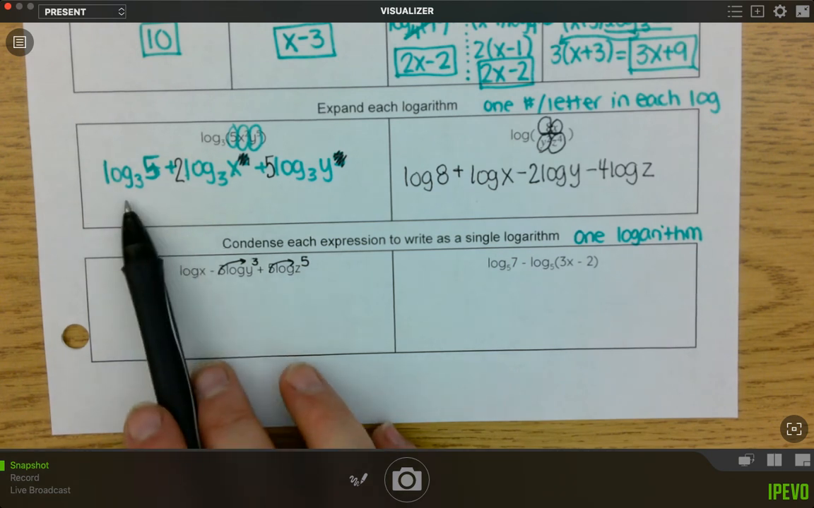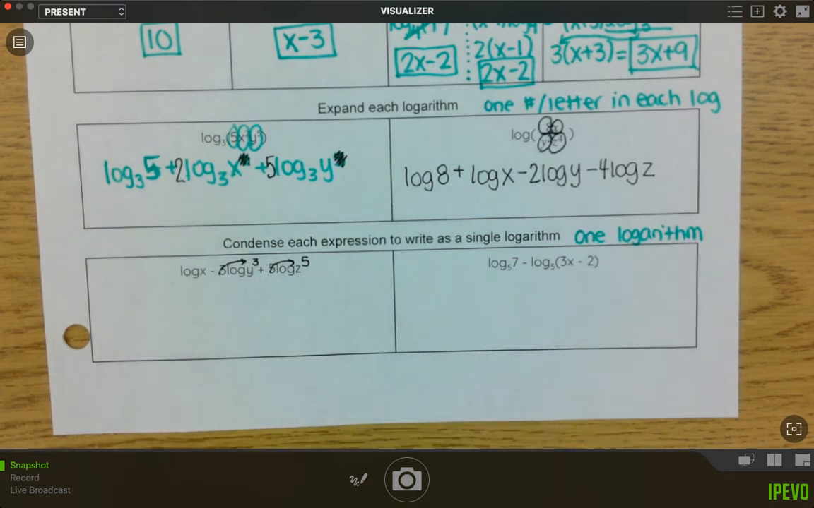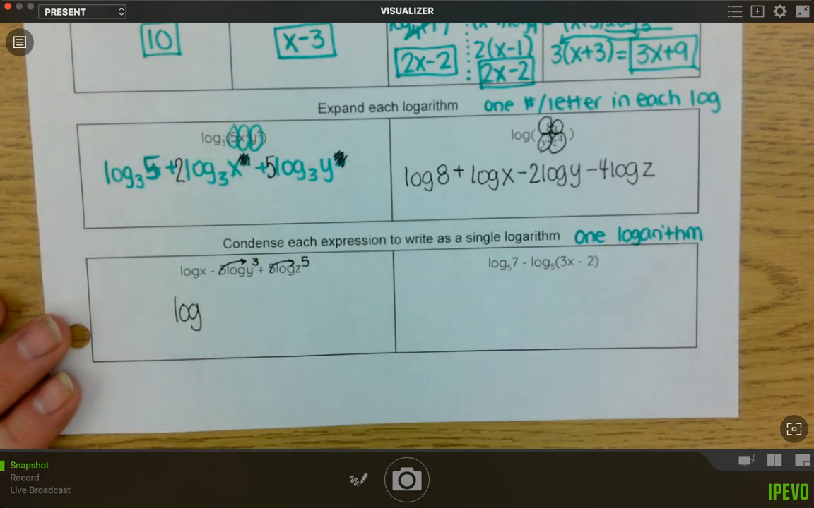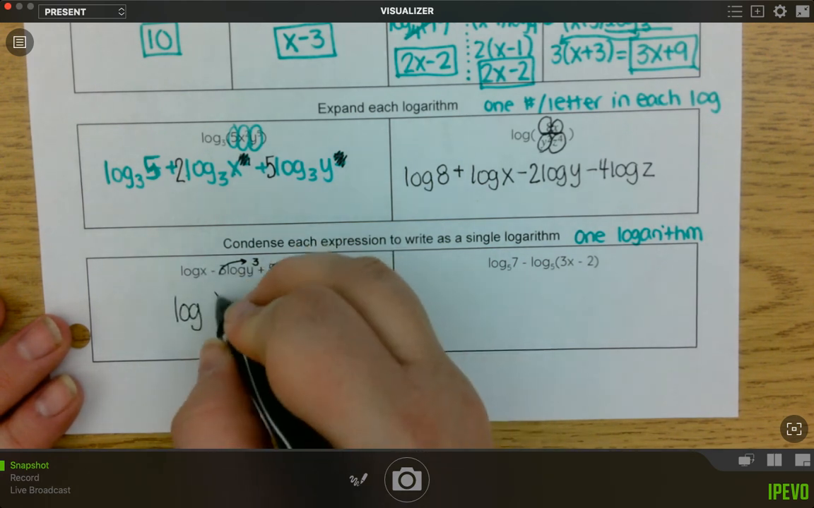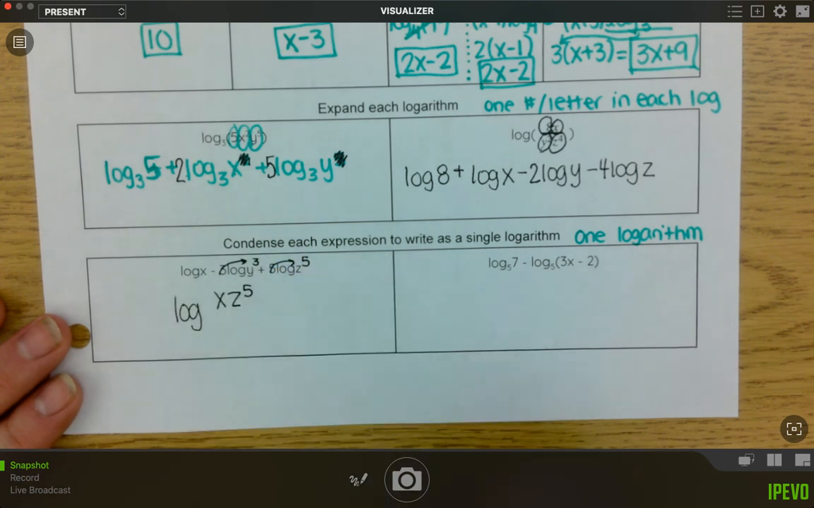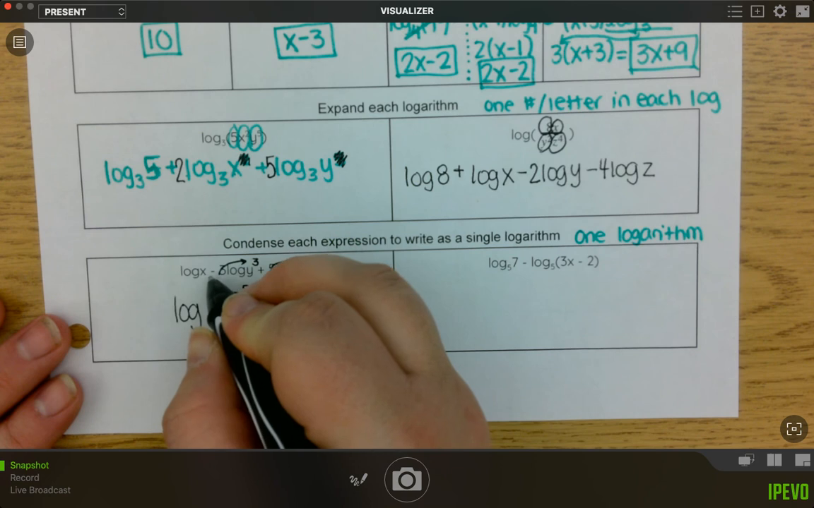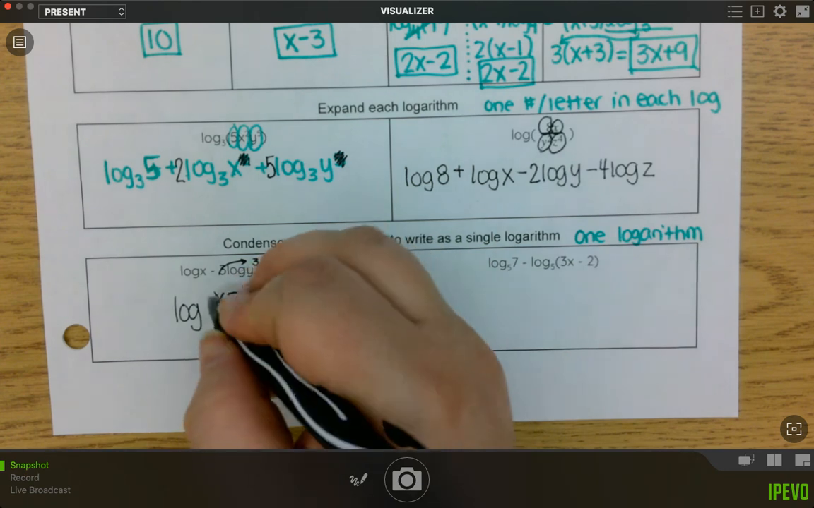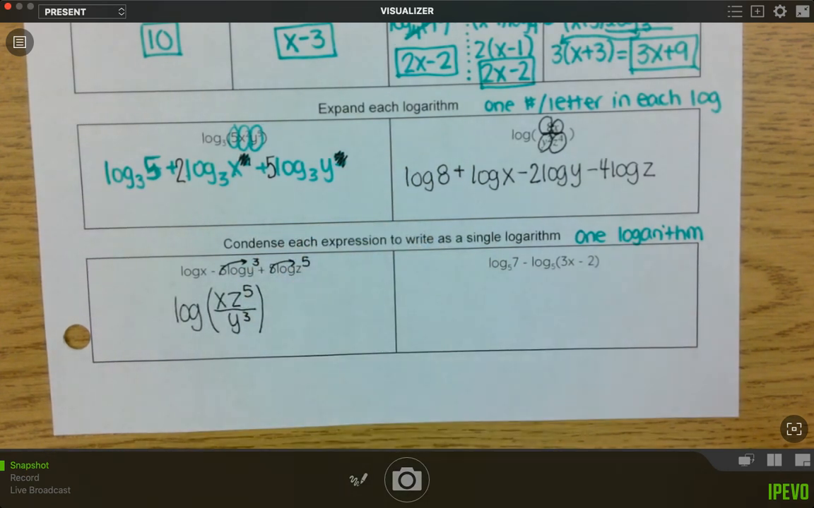There are reasons why both of these are necessary. Sometimes it helps to have it written out like this, and sometimes it helps to put it together. There are different ways each problem works based off of the numbers it has. And then I'm going to make this one log, and anything that is positive goes on the top. So x and z to the 5th both go on the top. The y to the 3rd is being subtracted, so it has to go on the bottom. And since we have a fraction now, it's probably a good idea to put it in parentheses. And it's done. Everything is neatly tucked inside of one log.